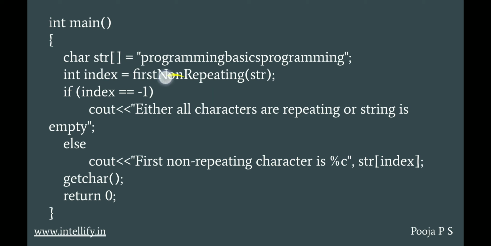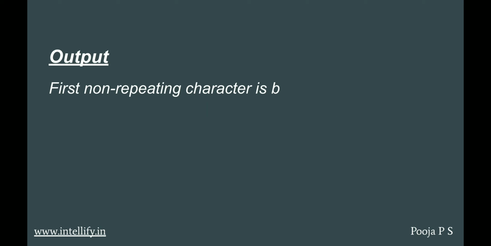That is, if we consider this example "programming basics programming", in this string the first non-repeated character is B. This is the first non-repeating character here, so the output should be B here. So we will get the output: first non-repeating character is B. This is the output that we get.